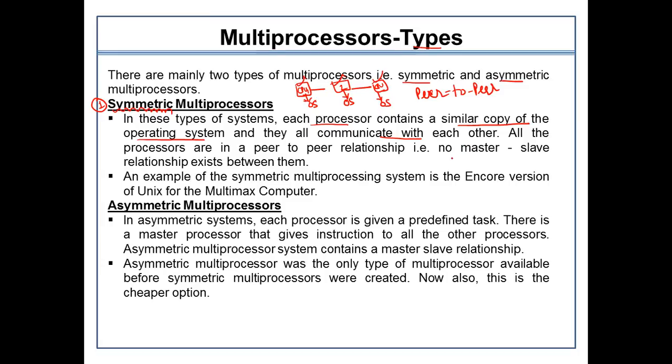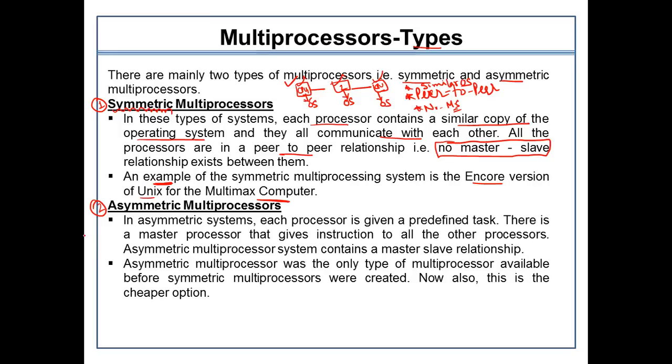In their own manner. So the point is that there is nothing like a master slave kind of thing. There is no one CPU looking after the others. In the case of symmetric ones, they are in a peer to peer relationship, okay? And there is no master slave relationship existing here. Another thing is that they all share similar kinds of OSs among themselves. One of the best examples depicting symmetric multiprocessor systems is the Encore version of Unix for the Multimax computer. So this is an example of symmetric multiprocessors.